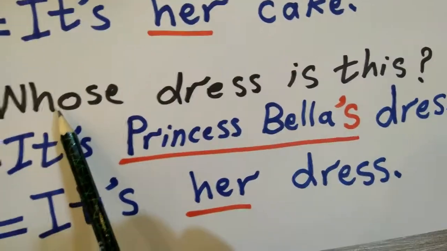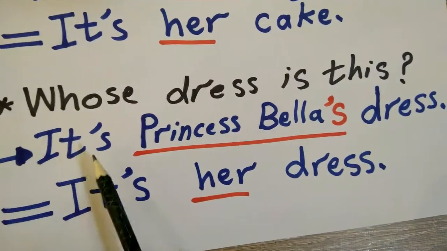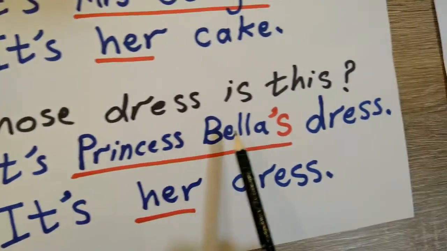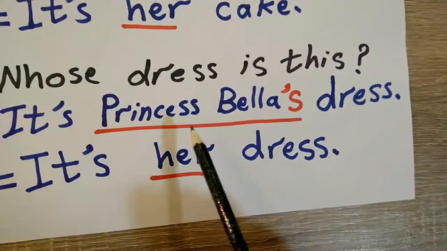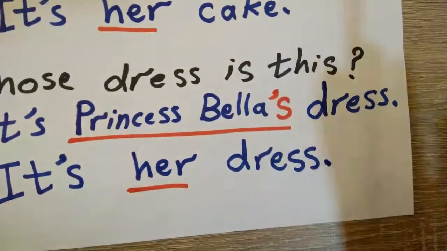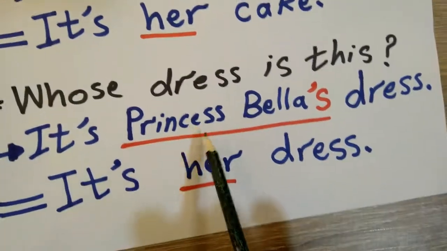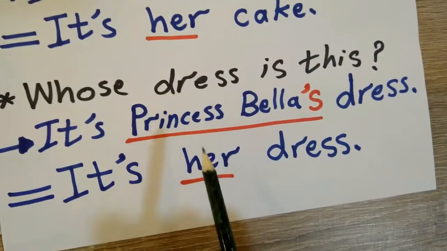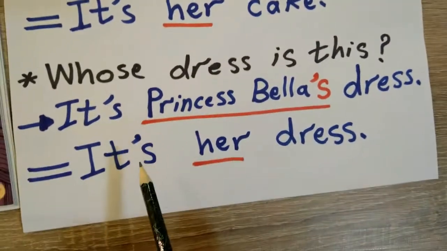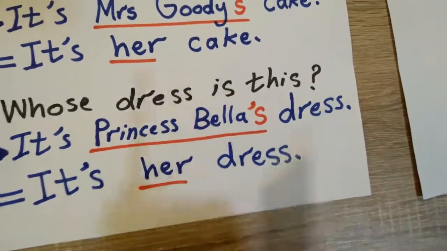Here this is the question. Whose dress is this? The answer is it's Princess Bella's الملكية dress, okay? Or it's Princess Bella's full stop. Okay? زي ما حكيت لكم. هلا أنا ما بدي أحكي اسمها because she is a female, okay? A girl. I say excellent hair. It's her dress.